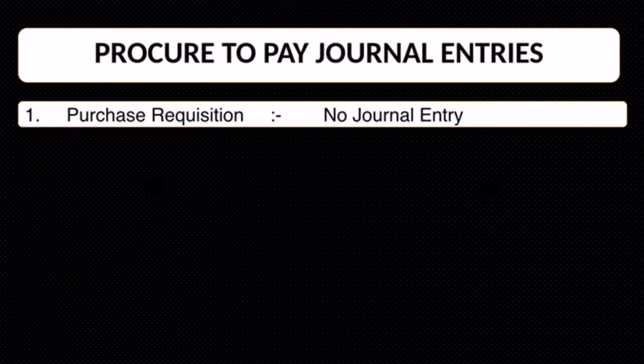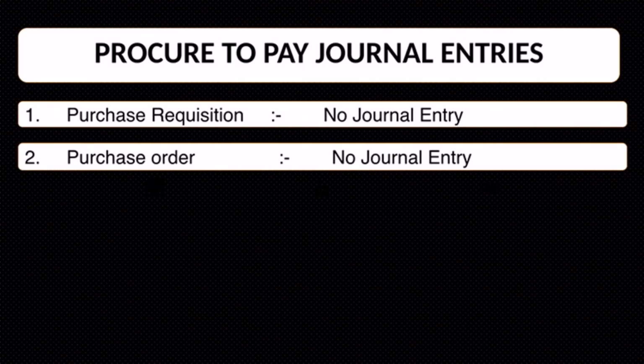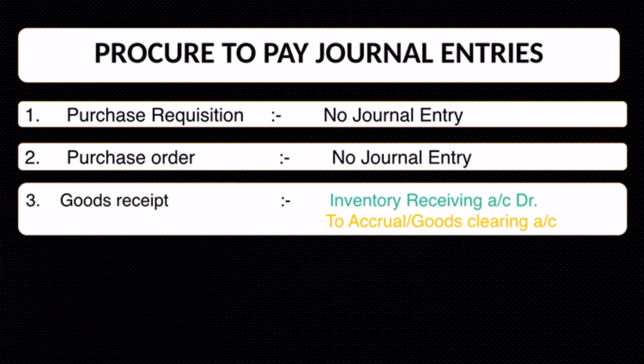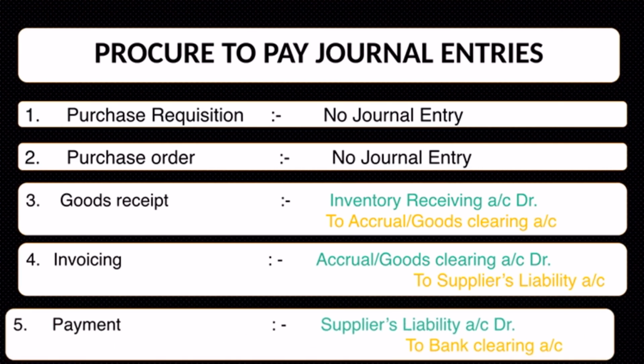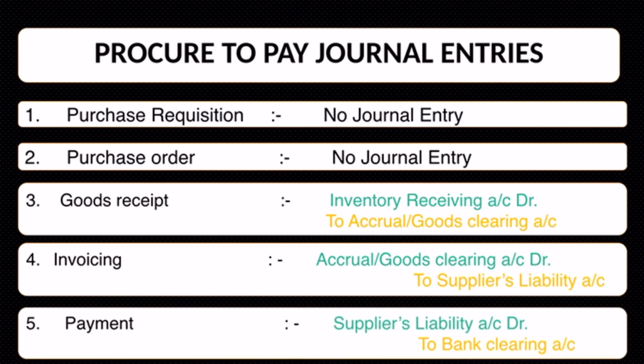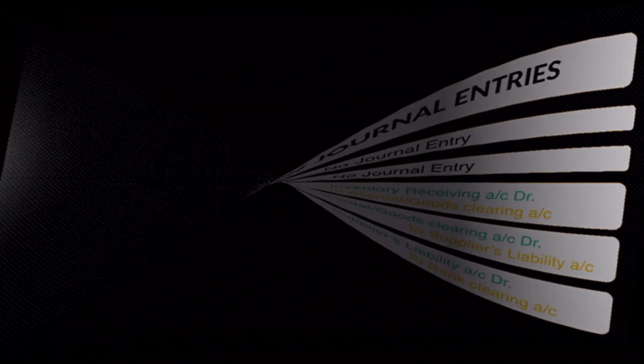Procure to pay journal entries. Purchase requisition and the purchase order do not have a journal entry because there is no business activity. Journal entry for goods receipt is inventory receiving account debit to accrual or goods clearing account. Journal entry for invoicing is accrual or goods clearing account debit to supplier's liability account. Journal entry for payment is supplier's liability account debit to bank clearing account.